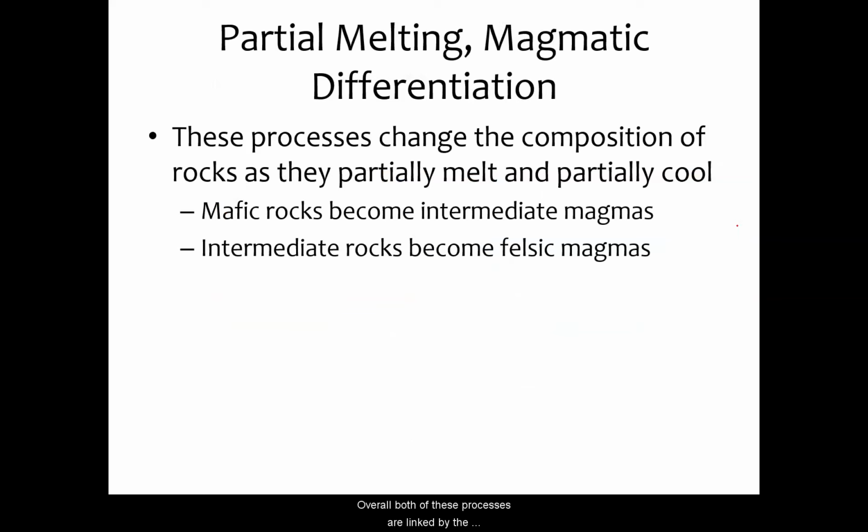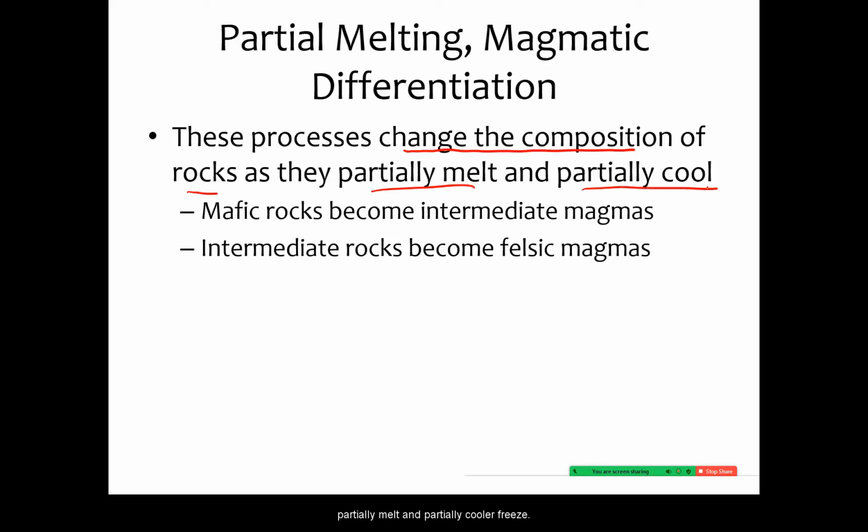Overall, both of these processes are linked by the fact they change the compositions of rocks as they partially melt and partially cool or freeze. Mafic rocks partially melt to become intermediate magmas. Intermediate rocks partially melt to become felsic magmas. If those magmas only partially cool, they're going to form more mafic rocks and more felsic magmas than what they started as.